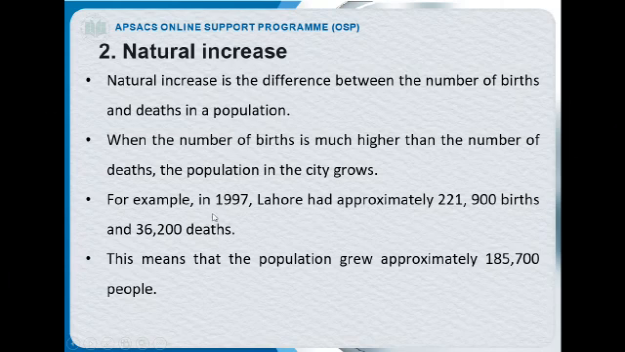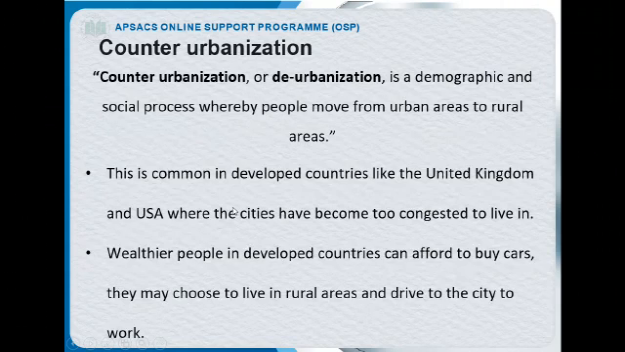For example, in 1997, Lahore had approximately 2,21,900 births and 36,200 deaths, quite a high figure as compared to deaths. That's why Lahore has a high population due to low death rate and high birth rate. Natural increase is the main cause of urbanization. This means that the population grew approximately 1,85,700 people in Lahore in 1997.